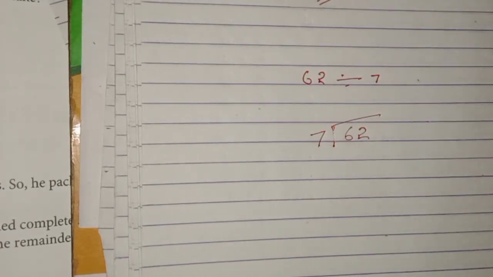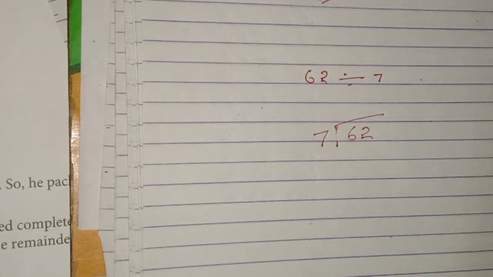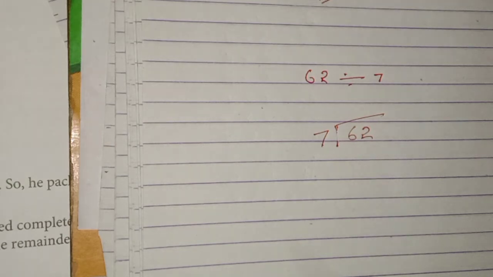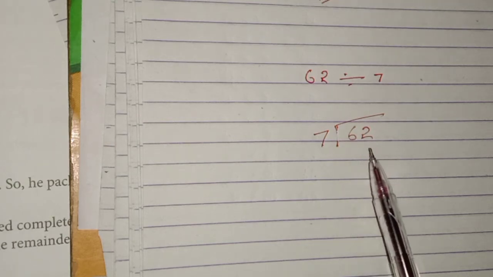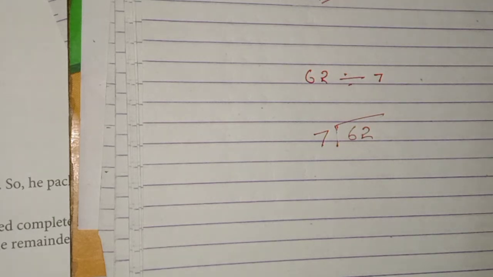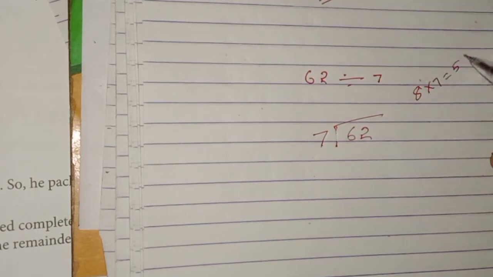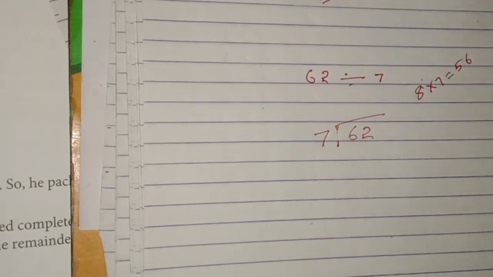You say tell the table 7. So you find out where 62 come in the table 7. So here in 62 is there in the 7 table? No. 63 is there. And we can't write 63 because 63 is bigger number than 62. So we can write 56. That is 8 sevens are 56. So we studied 8 into 7 equal to 56. So we can write 8 sevens are 56.